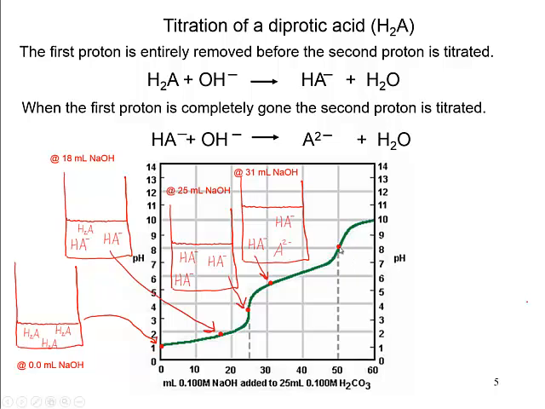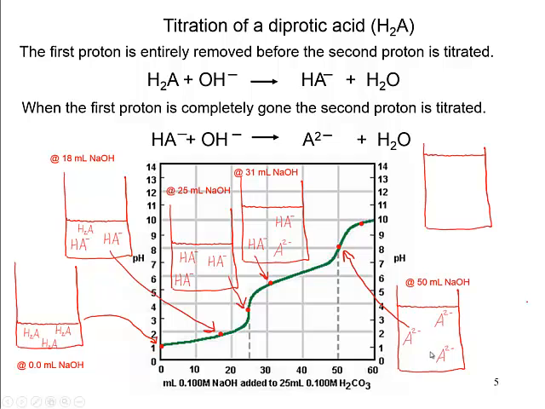We'll go all the way to the second equivalence point. We have completely neutralized all of the HA minus in solution, and at 50 milliliters we only have dianion conjugate base A2 minus. We'll look at one final spot past the second equivalence point.